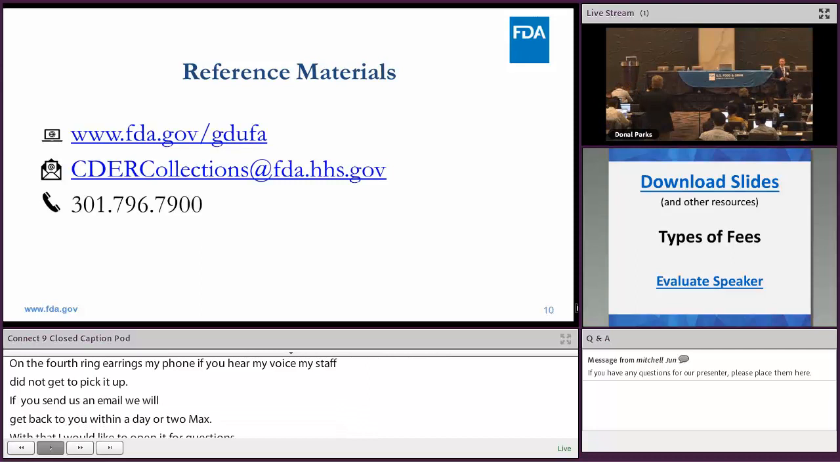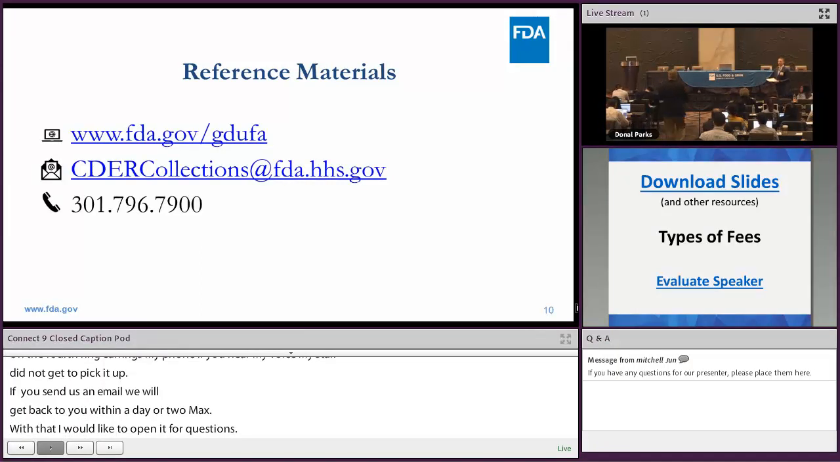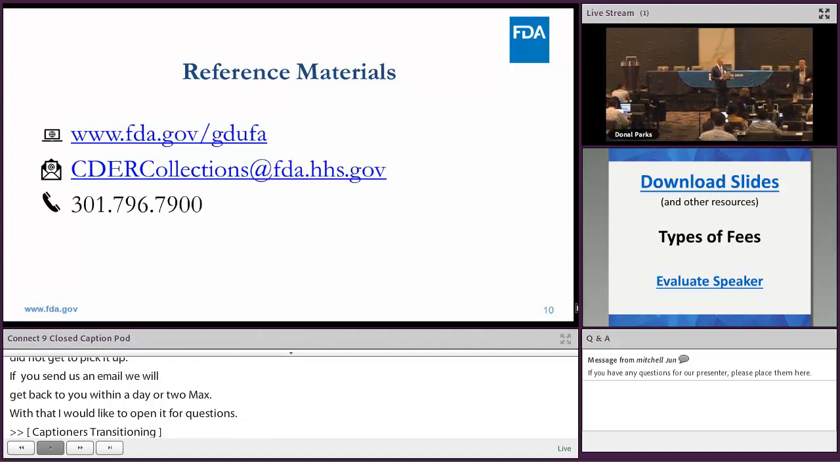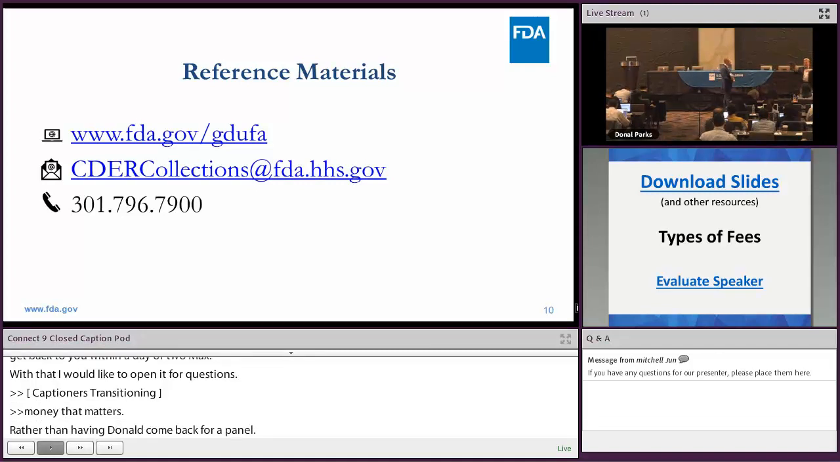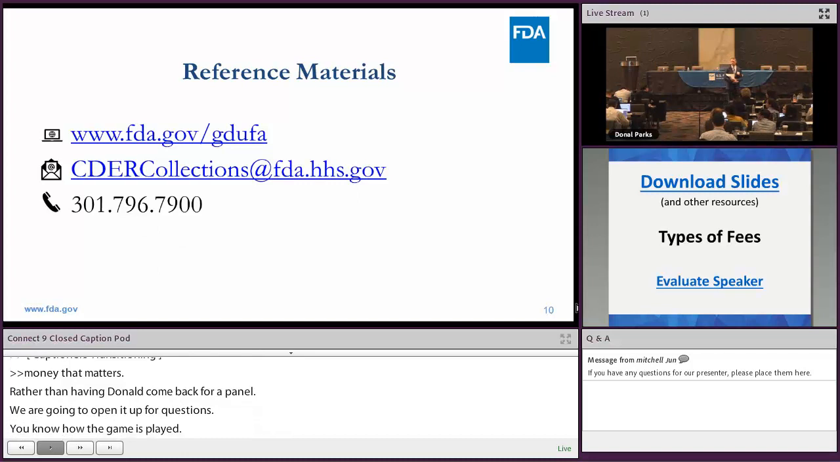Oh, we're not going to let you off that easy. This is going to be a bit different, rather than having Donal come back for a panel. We are going to open it up for questions. I know we've got some questions online, but again, you know how the game is played. If there are any questions in the room, please feel free to come up to the microphones. And while we're waiting for that, let's go ahead and start with our first online question, please.